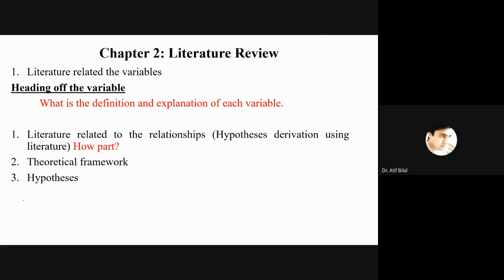Okay, so we need to understand how to write the literature review chapter, which is chapter number 2 of the thesis or of your research paper. Now, this is a guideline for the bachelor's level, but for the higher level, things are a little more complicated. So, first of all, we need to understand the two portions in the literature review.